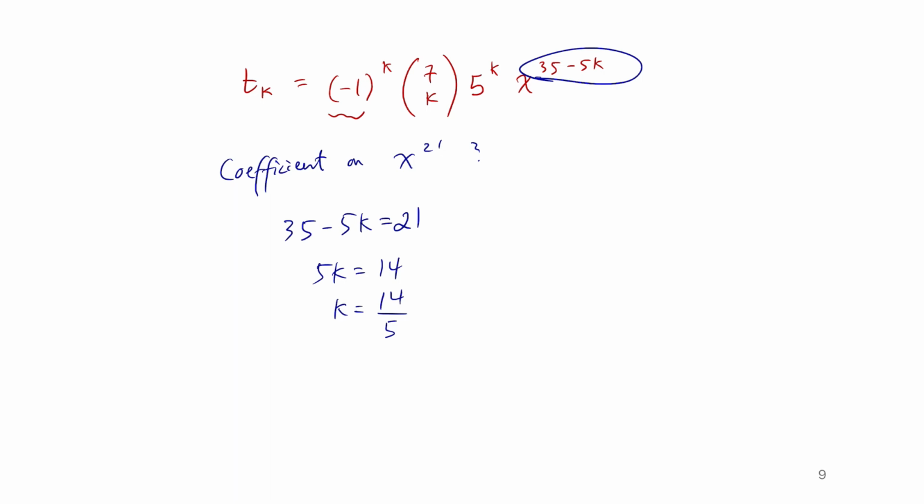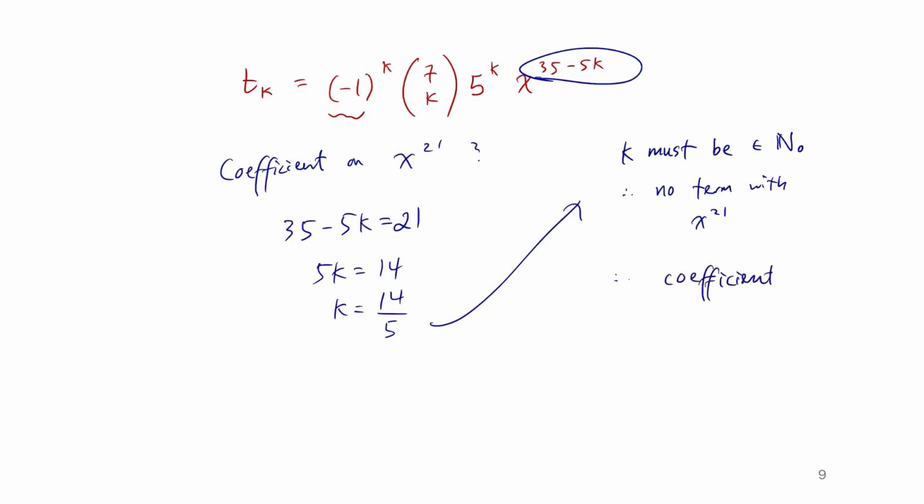Is that clear? So k must be an element of the whole numbers. Therefore, no term with x to the 21. Therefore, the coefficient on x to the 21 is equal to 0. Any questions with that?